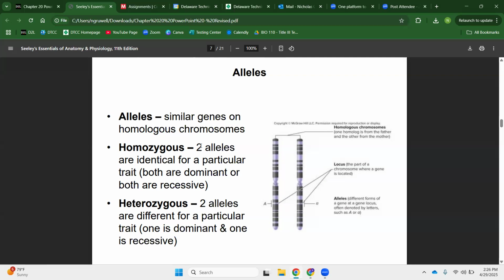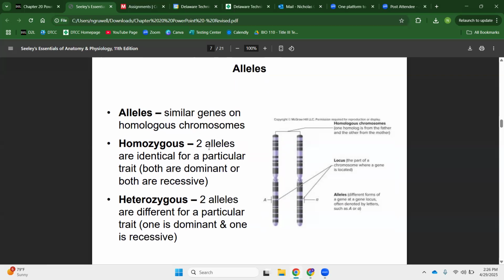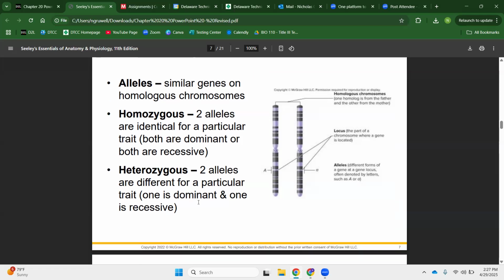So we can have two alleles that are the same, which is homozygous. Homo means same. So they can either be both dominant or both recessive. So when we use the word homozygous, we have to say homozygous dominant or homozygous recessive. We'll talk about what those mean here in a second. And then for heterozygous, we don't have to put that qualifier on there because that means we have a mix. That means one allele is dominant, one allele is recessive.